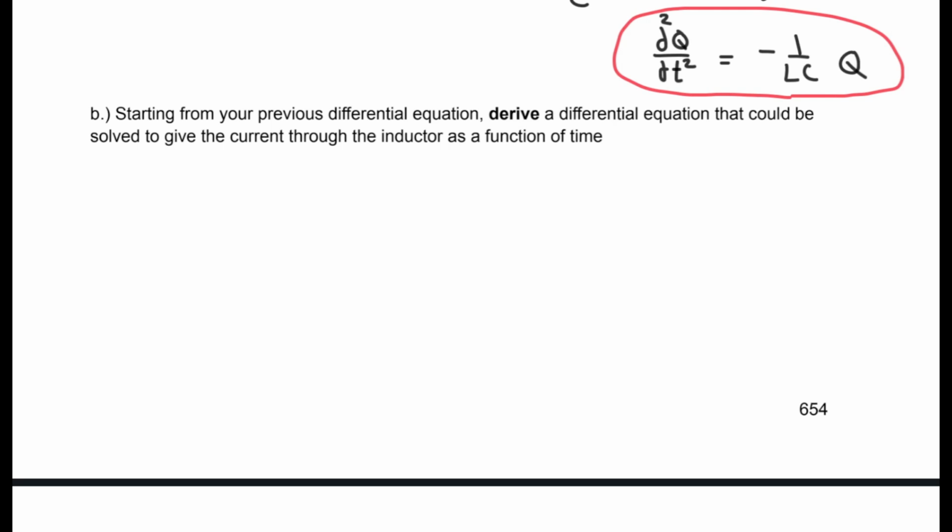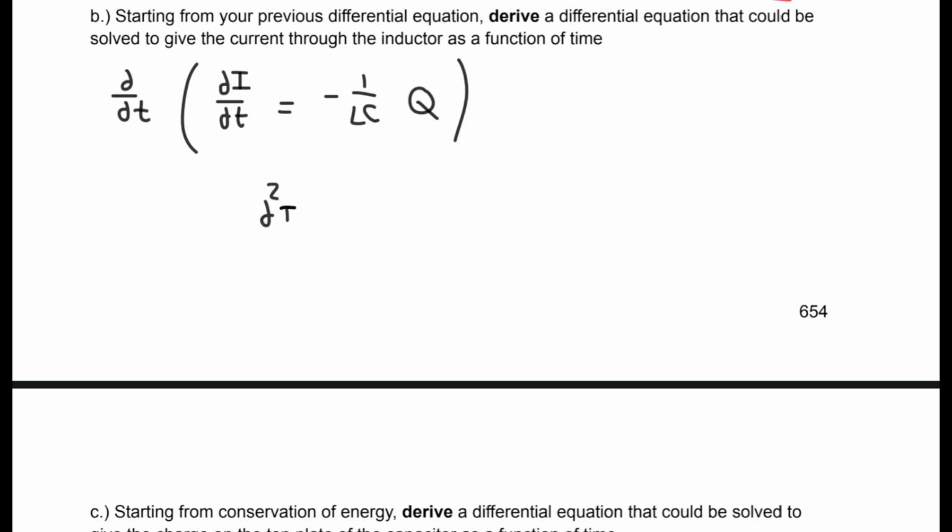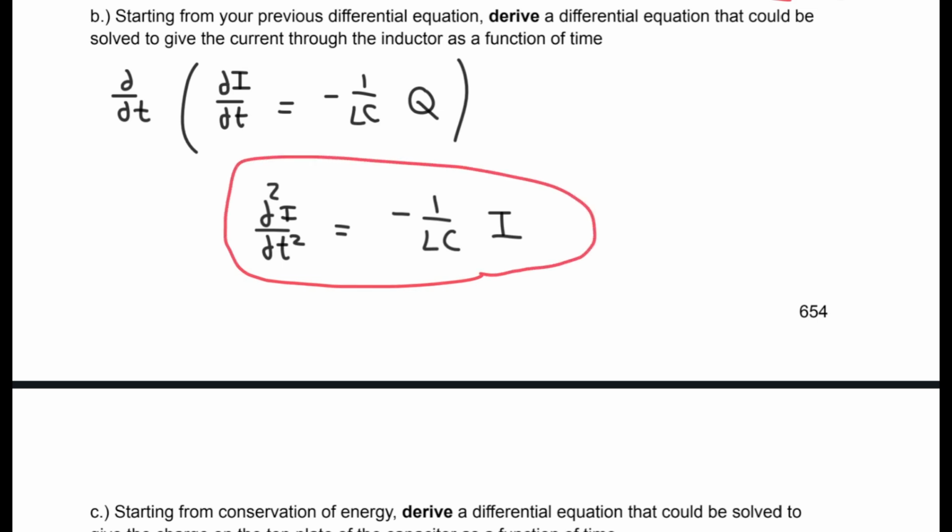So if we take a derivative of both sides, again, we could also rewrite this as di dt is equal to negative 1 over LC times Q. So if we took a time derivative of each side of this, we'd get the exact same differential equation, because we'd get d squared I dt squared is equal to negative 1 over LC times dq dt, which is I. So this proves that we get the same differential equation both for the current in the circuit and the charge.